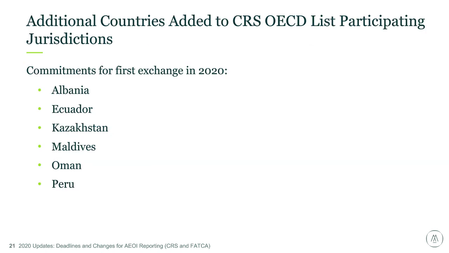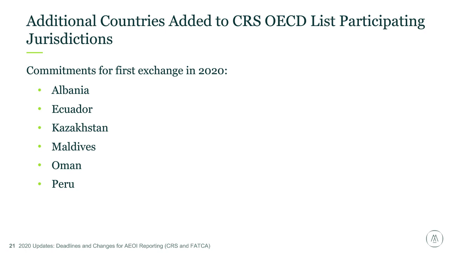We're going to shift to CRS. The biggest ongoing issue with CRS is that every single year there are new countries participating. For 2020, we have 6 new jurisdictions: Albania, Ecuador, Kazakhstan, the Maldives, Oman, and Peru.